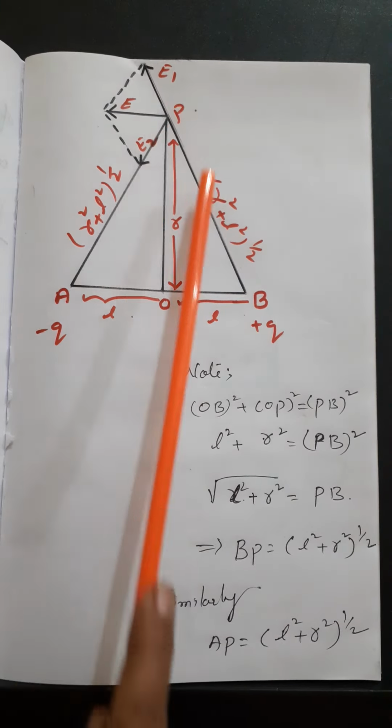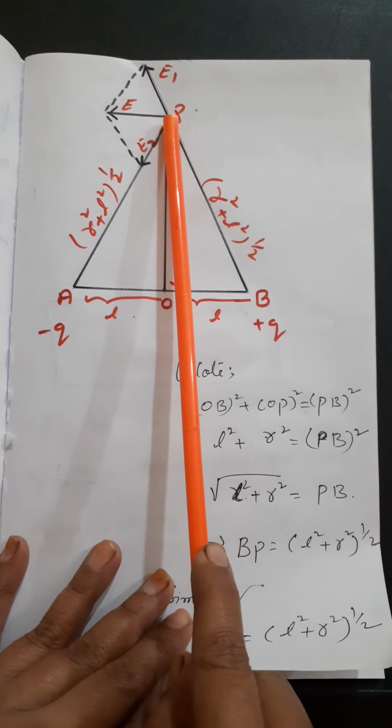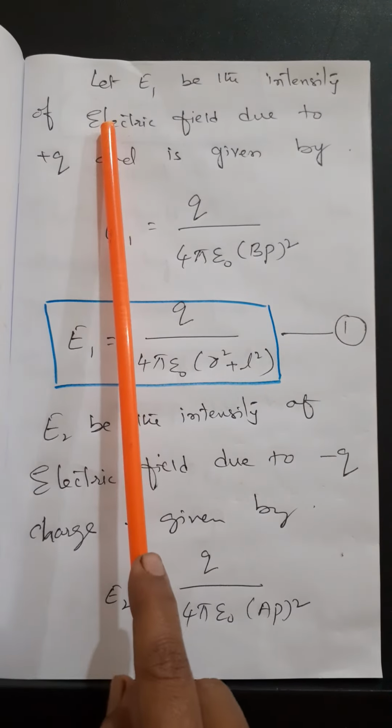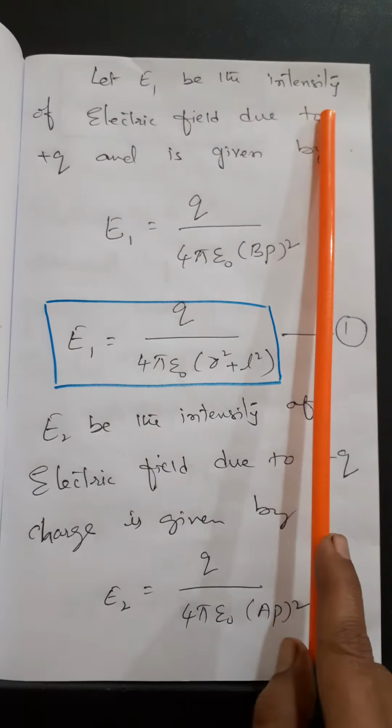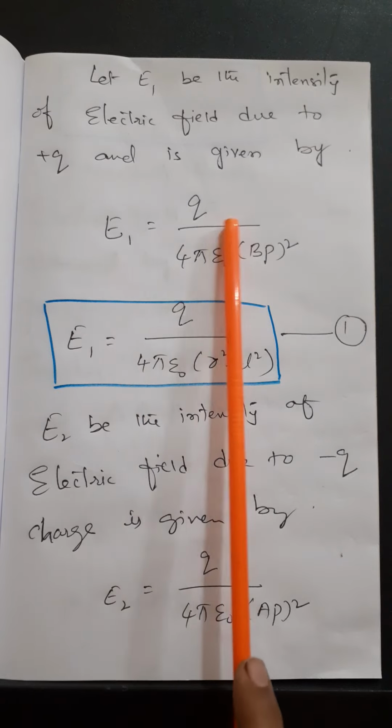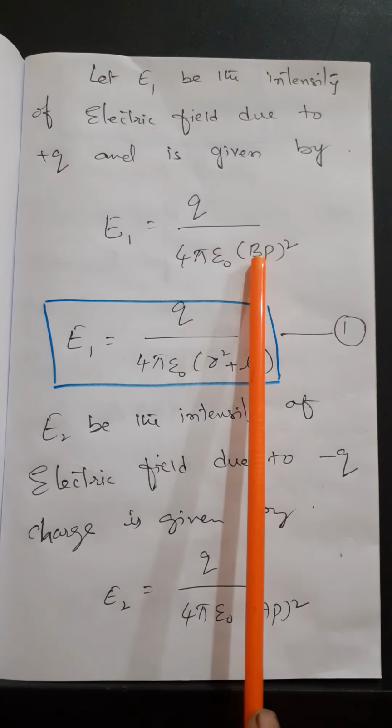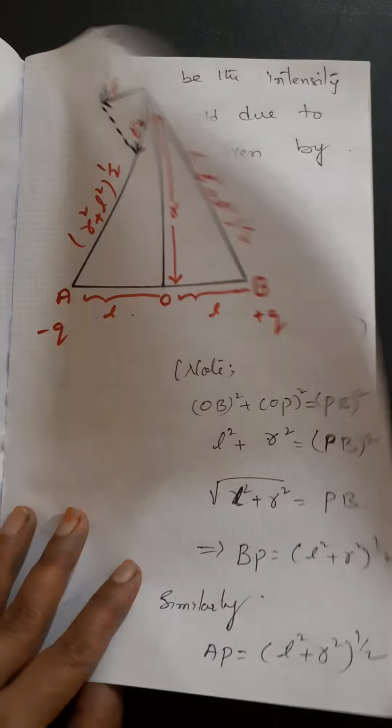Now we are going to find the intensity at point P, which is on the perpendicular bisector. Here, let E1 be the intensity of the electric field due to the plus q charge at point P. We know that the intensity expression can be written as E1 equals q by 4 pi epsilon naught r square. Here r square is BP square.